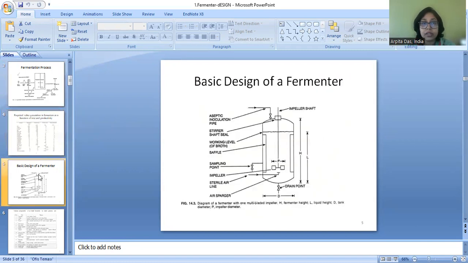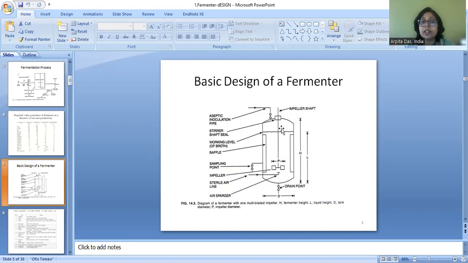This is a basic design of a bioreactor or a fermenter. You can see it can be a steel vessel, it can be a glass vessel, and it has this kind of shape. There should be a certain point from where aseptic inoculum can be added, like filtered or sterilized medium, which is supposed to be added into the bioreactor.